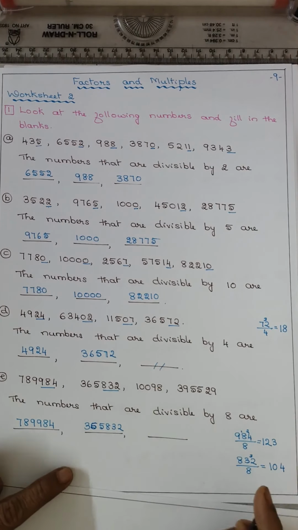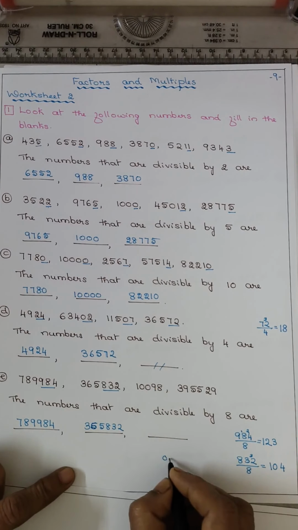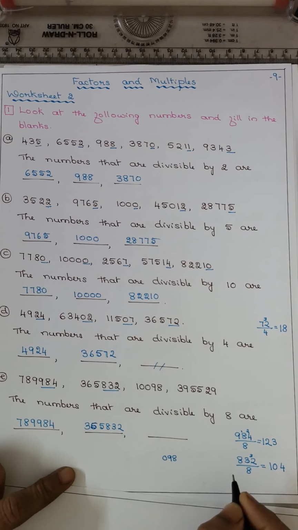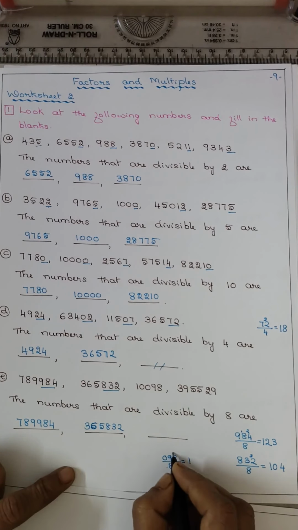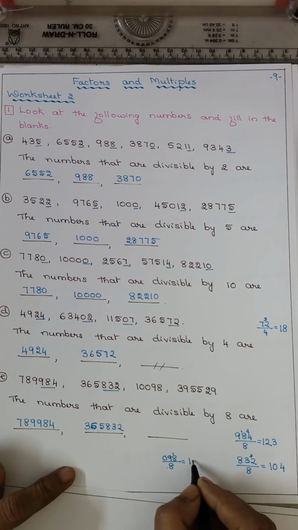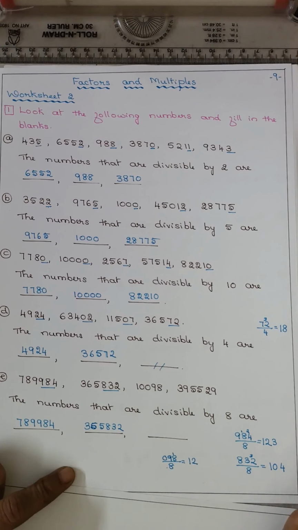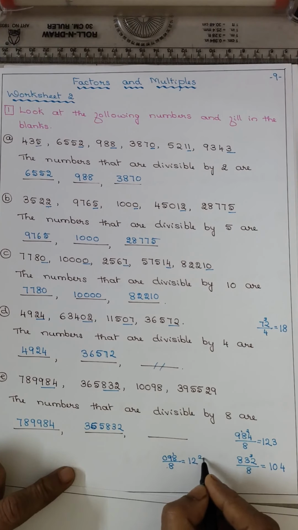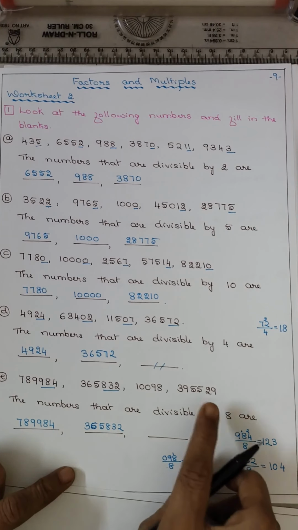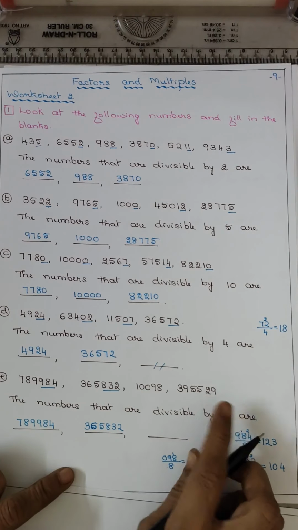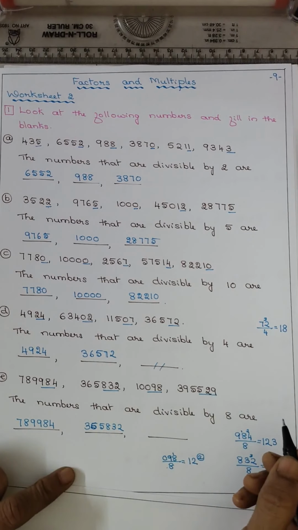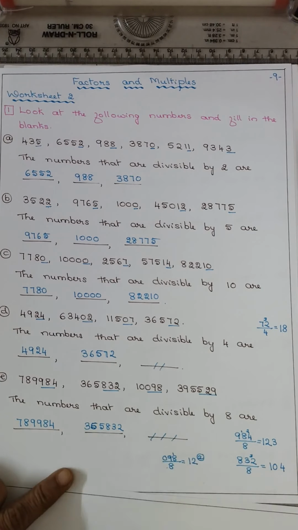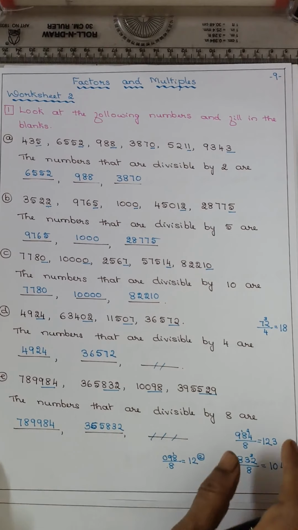Now 098. 8 ones are 8, 1 remains, 8 twos are 16, 17, 18, 2 remains, so not possible. It is an odd number, so an odd number will never be divisible by 8. So only 2 numbers are divisible by 8.